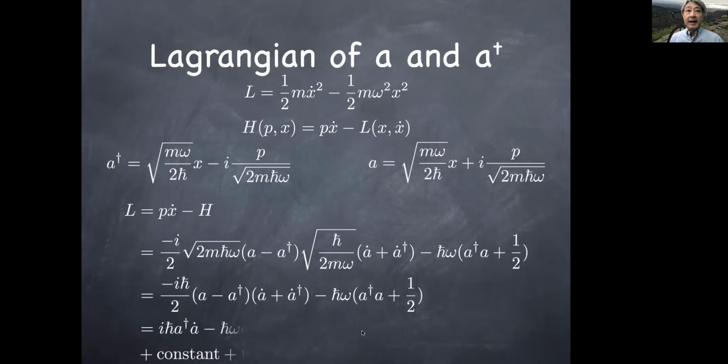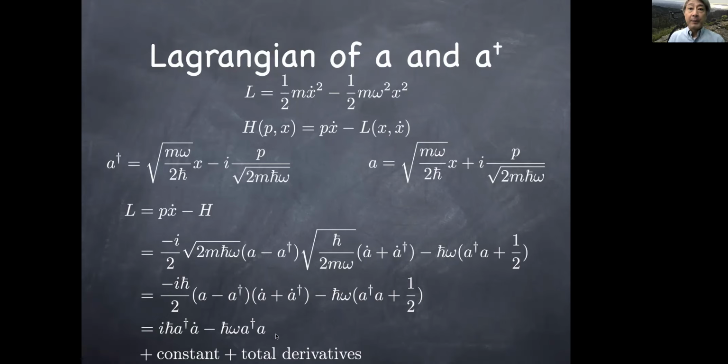Many factors cancel, and in the end you find a very simple form, which is i h bar A dagger A dot coming from this, and minus h bar omega A dagger A, that's this. Quite often, for the purpose of talking about QFT later, we ignore the zero-point energies, so I dropped the one-half. Also, if you look closely, you have a term A dagger dot A, which is not A dagger A dot. But in the Lagrangian, total derivatives in time do not change the Hamiltonian, equation of motion, or energy. So you can actually forget about this.